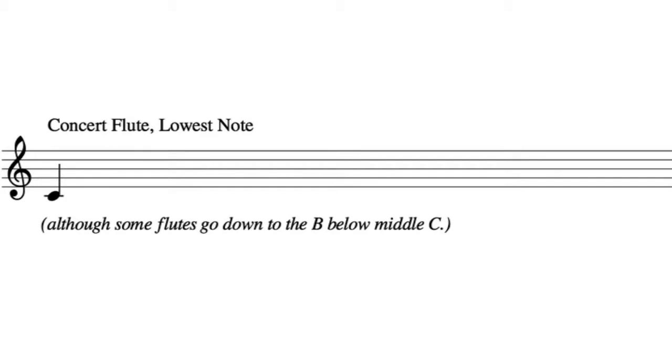Say you have a flute, and the flute's lowest note is middle C. Now switch this flute out for the slightly larger alto flute, which can go down to the G below middle C. If you as the composer want to hear that G below middle C, you write a middle C.